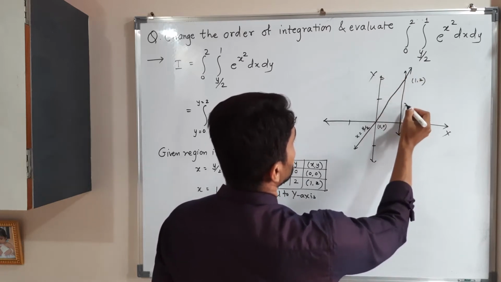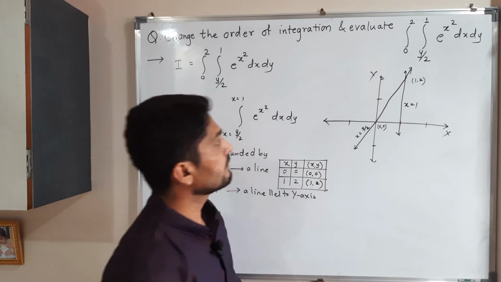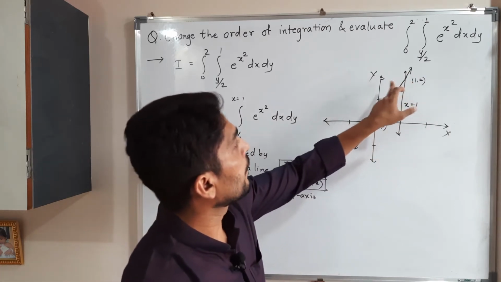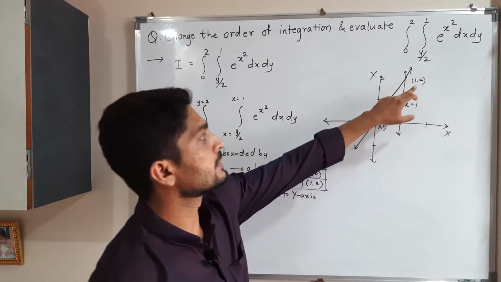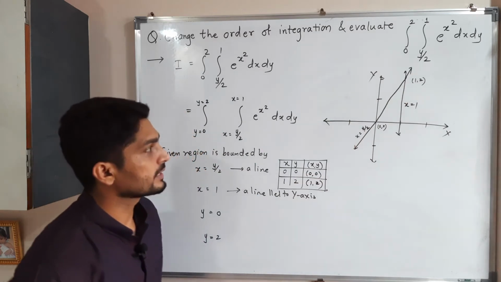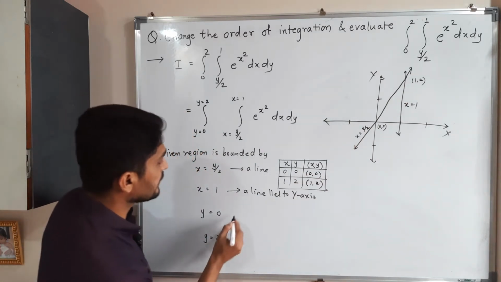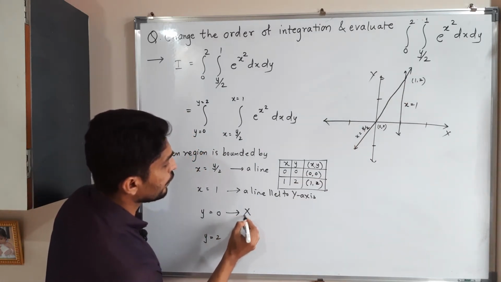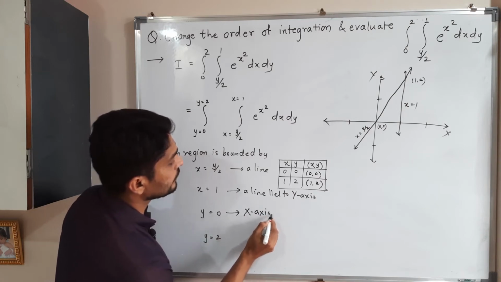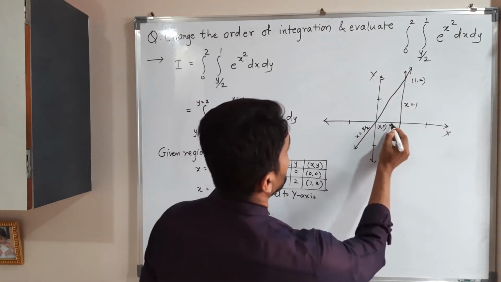So this is x is equal to 1. Obviously it cuts y at point (1, 2), since this point lies on this line. Okay, so x is equal to 1. Next, y is equal to 0. As you know, this is the equation of what? The x-axis, y is equal to 0. So this is y is equal to 0.